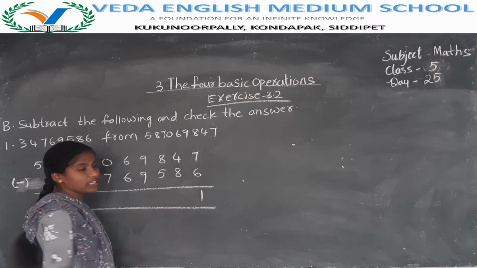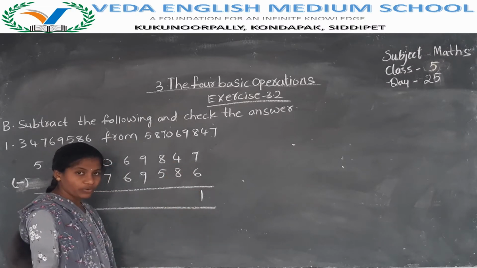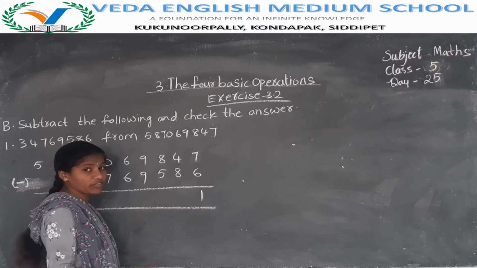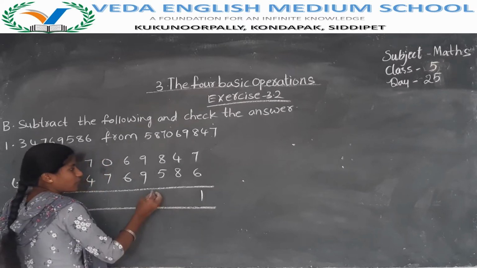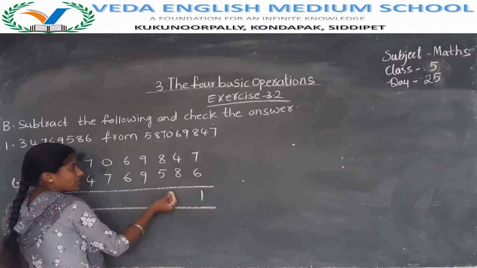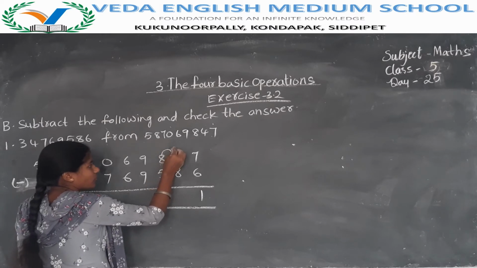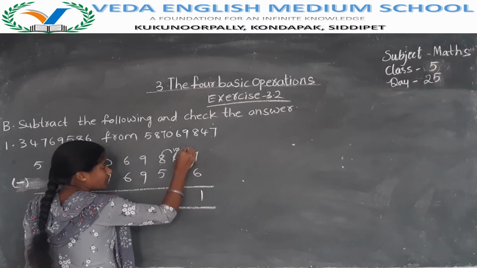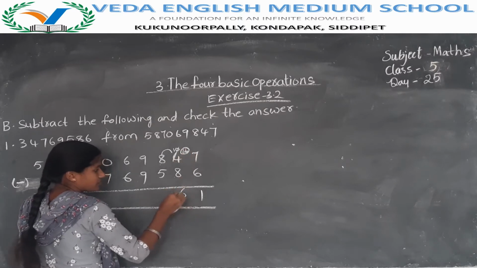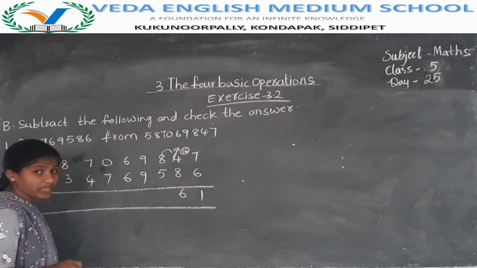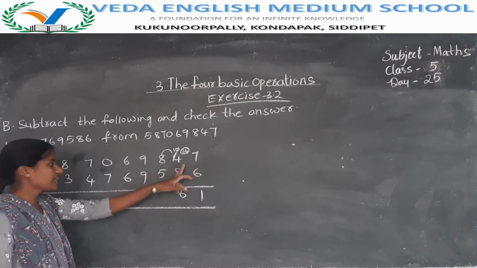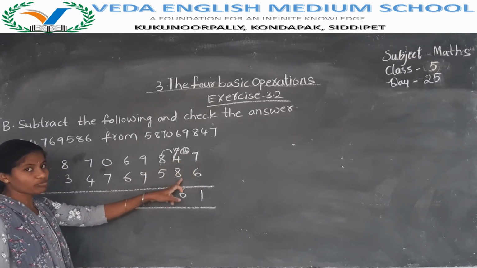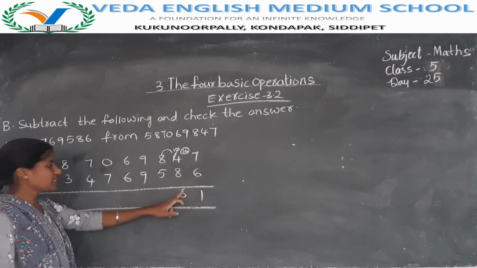4 minus 8. Is 4 minus 8 possible? No, not possible. If that is not possible, then what do you have to do? You have to borrow from the next number. What is the next number here? 8. Now take borrow from the 8. Borrow is 10. 10 plus 4 is 14. 14 minus 8 is 6. Now see here. 14 is a greater number, 8 is a smaller number. Greater number to smaller number. 14 minus 8 is 6.